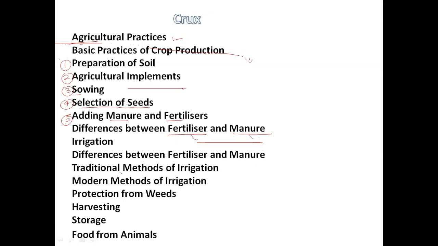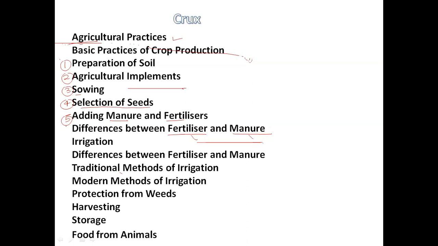What are fertilizers? You see, fertilizers are basically those substances which are added to soil in the form of nutrients for the healthy growth of the plant. Exactly.